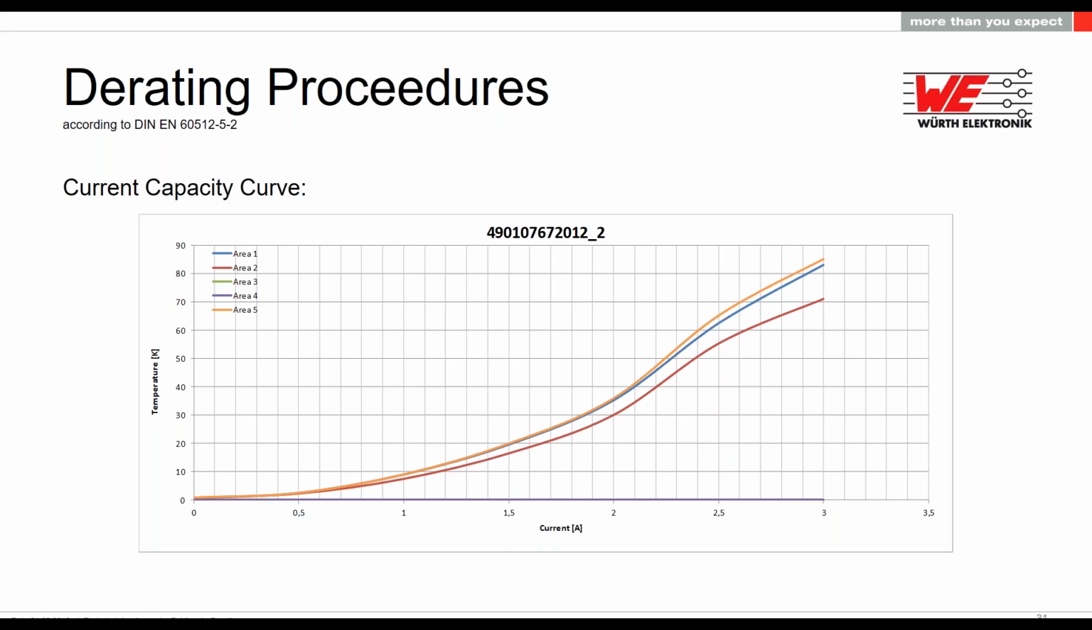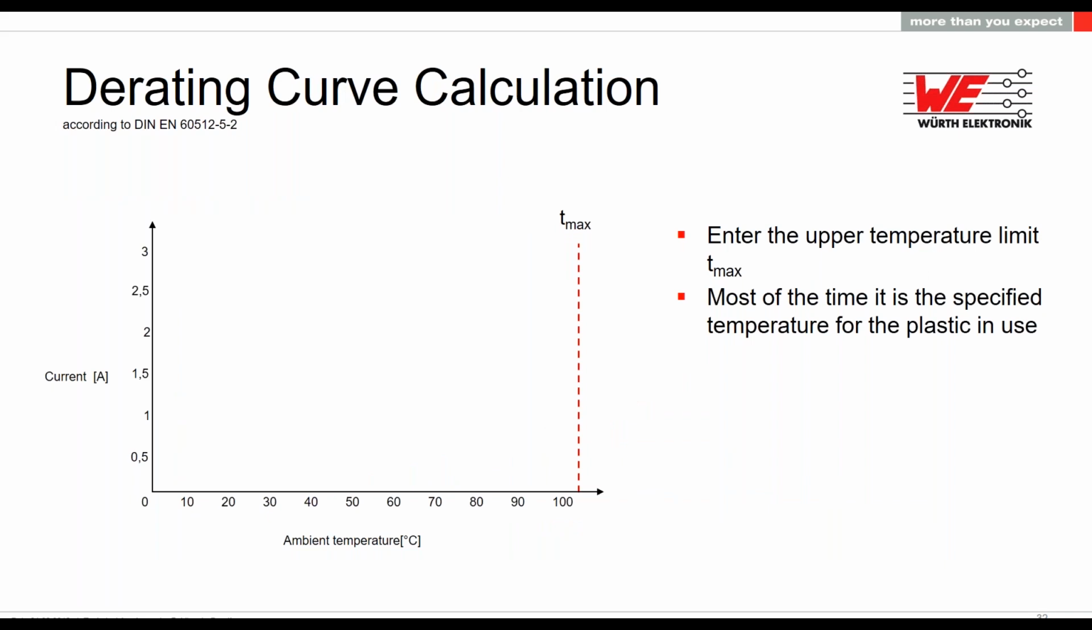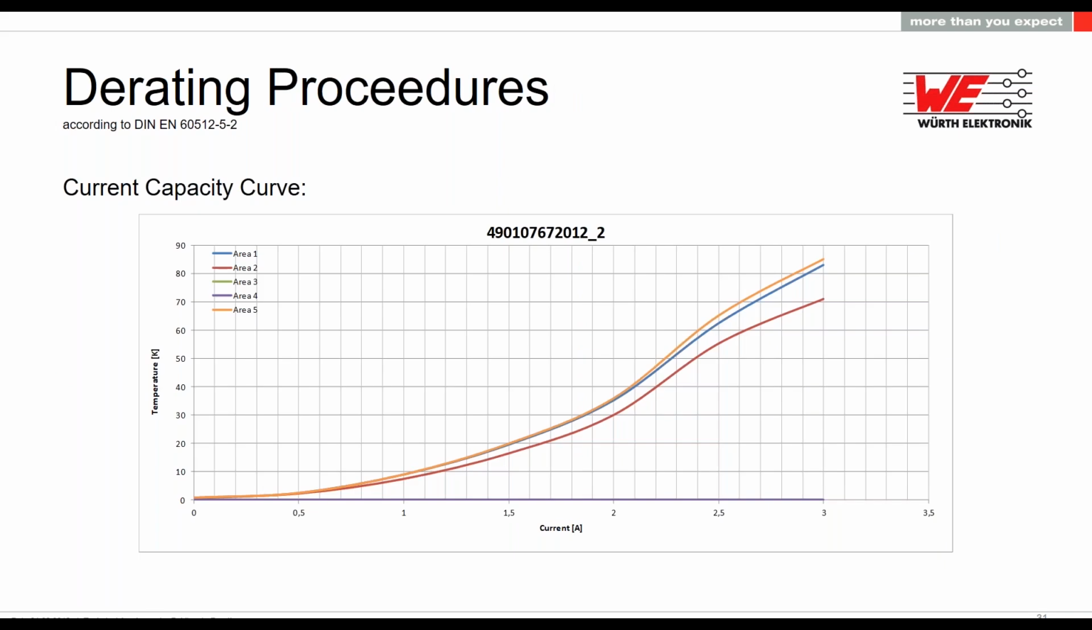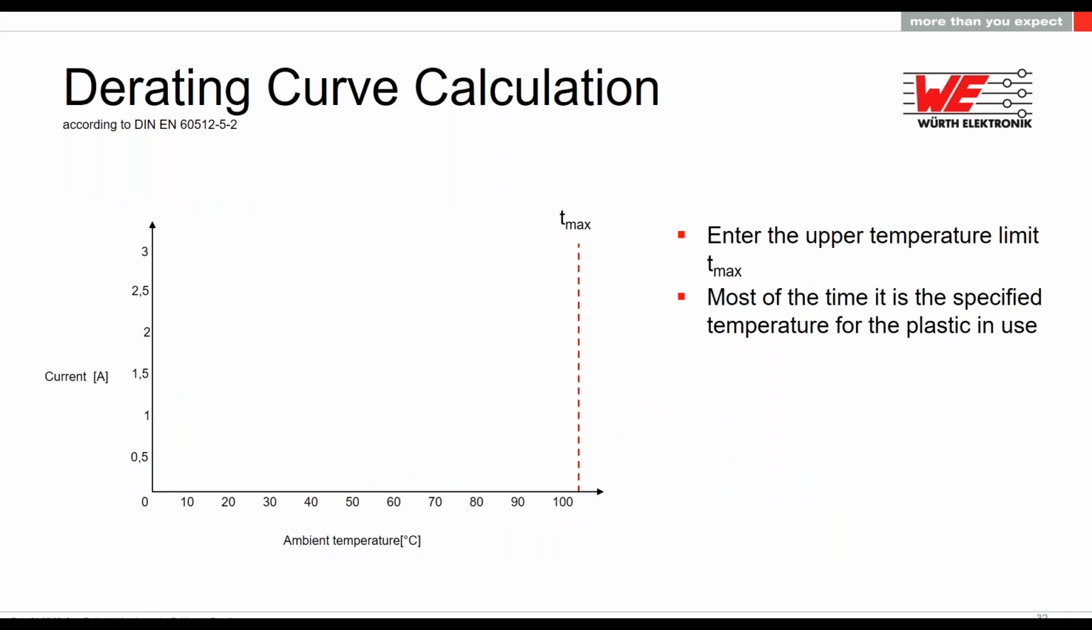For the derating curve, it's a little bit different. In the current capacity curve, we have current on the x-axis and temperature on the y-axis. Now, if we switch to the derating curve, we have the temperature on the x-axis and the current on the y-axis. And the thing is, we have the ambient temperature on the x-axis, not the part temperature anymore. Before, we had the part temperature in the curve. And how do we evaluate that?